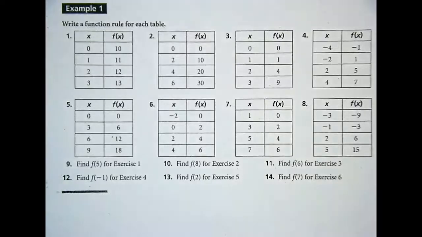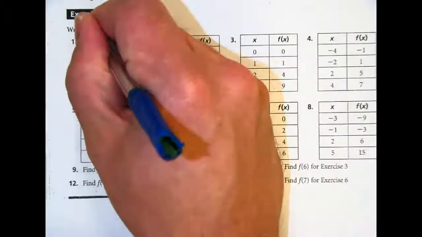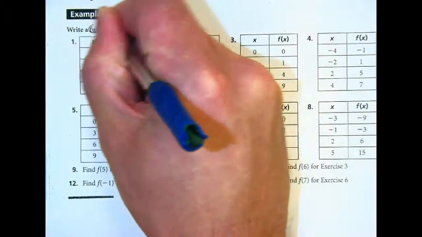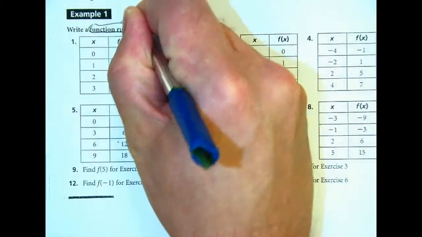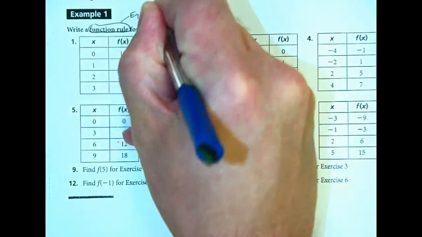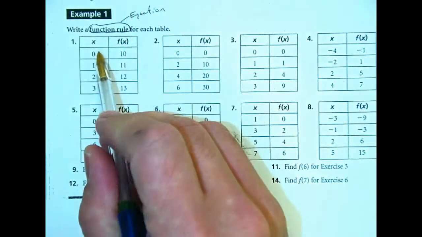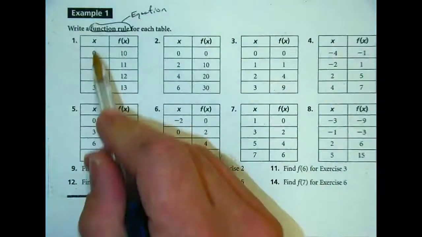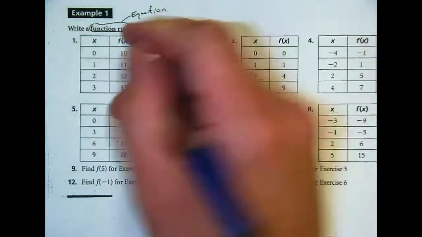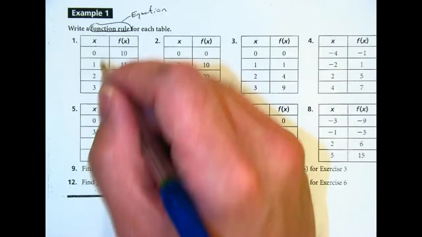Okay, so looking at our first one here, we're writing a function rule. Just means, if you want, you could just circle this and think equation. That's all we're doing there. So writing an equation to get from x to f of x. In other words, what am I doing to x? If I start at x, what am I doing to get to f of x?